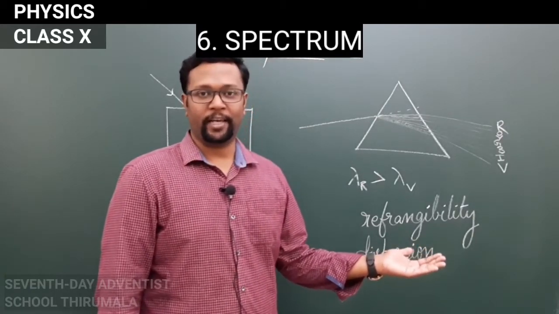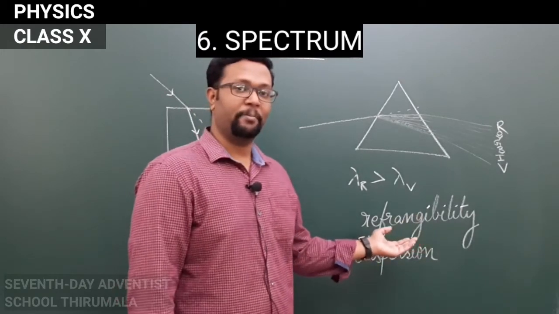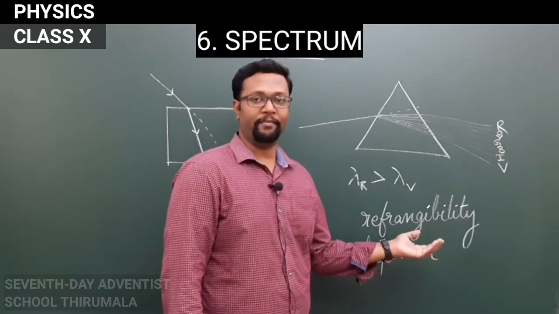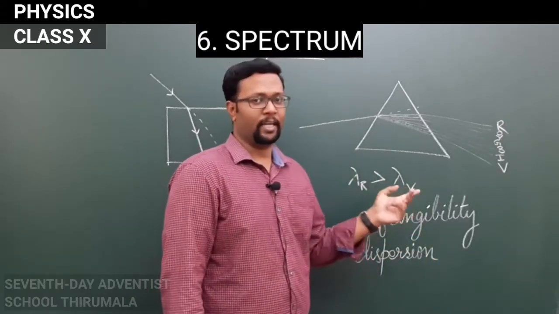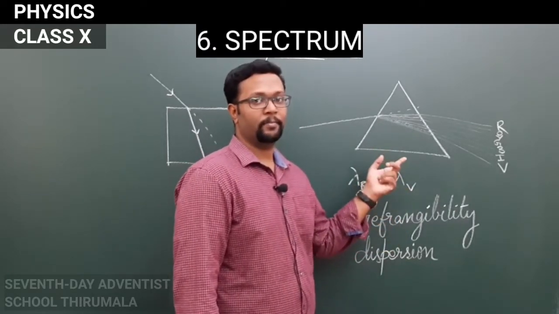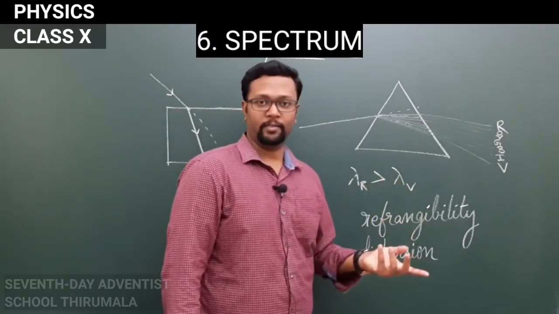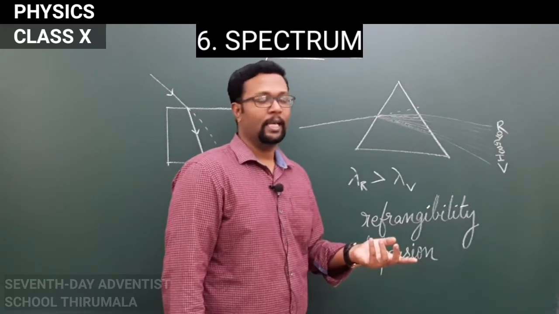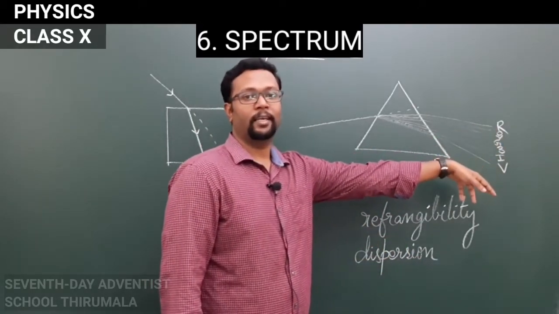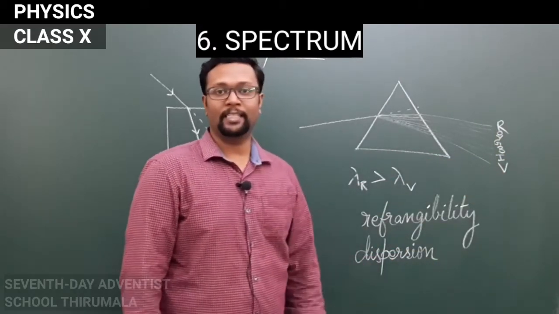Light rays of different wavelengths have different refrangibility, and refrangibility means the angle through which a light ray of a particular wavelength can deviate while passing through a prism. And you know that refrangibility is related to wavelength. When wavelength increases, there is less refrangibility. When wavelength decreases, there is more refrangibility. The difference in refrangibility of the component colors or wavelengths in white light causes it to disperse, which we call dispersion.